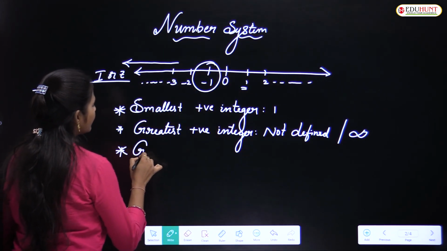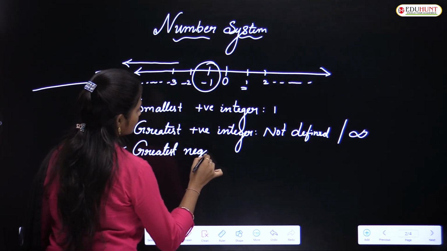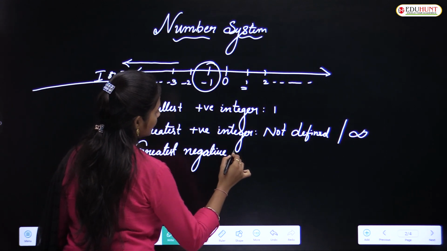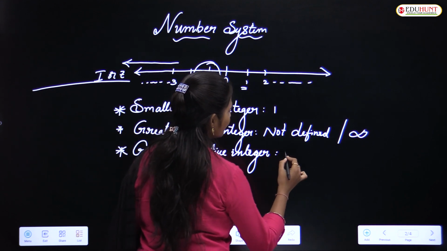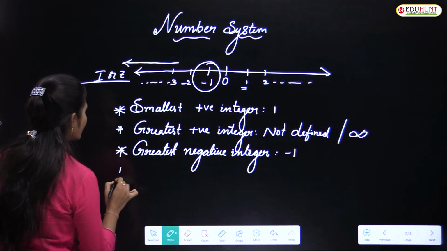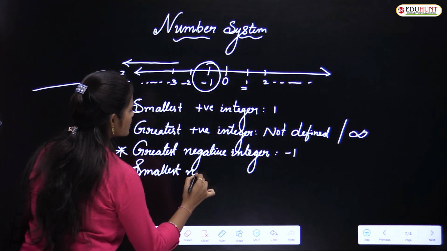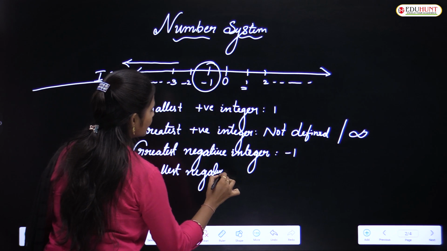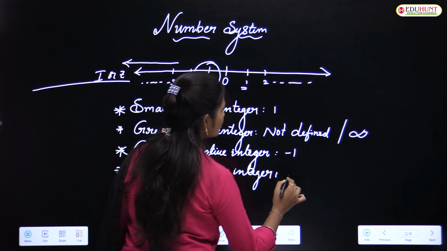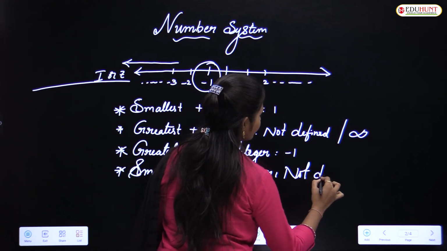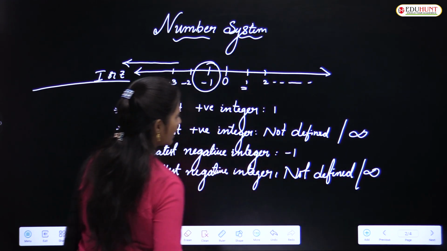Next here, greatest negative integer. What is the greatest negative integer here? That is minus 1. And here, smallest negative integer. What is that smallest negative integer here? That is not defined, or infinite.